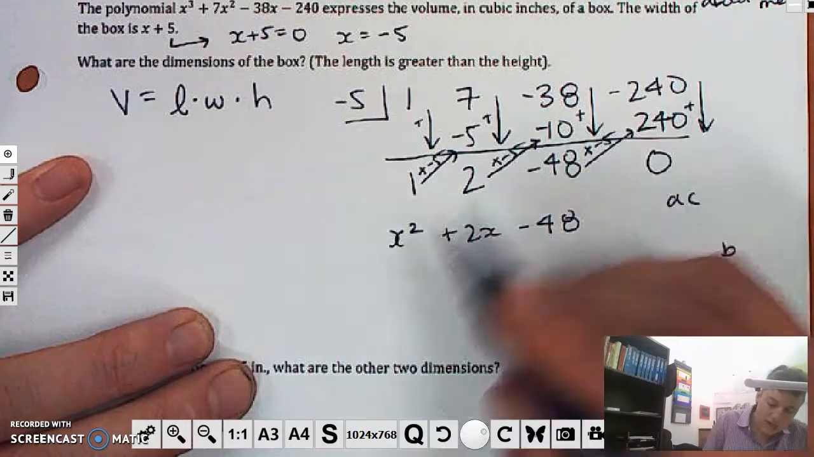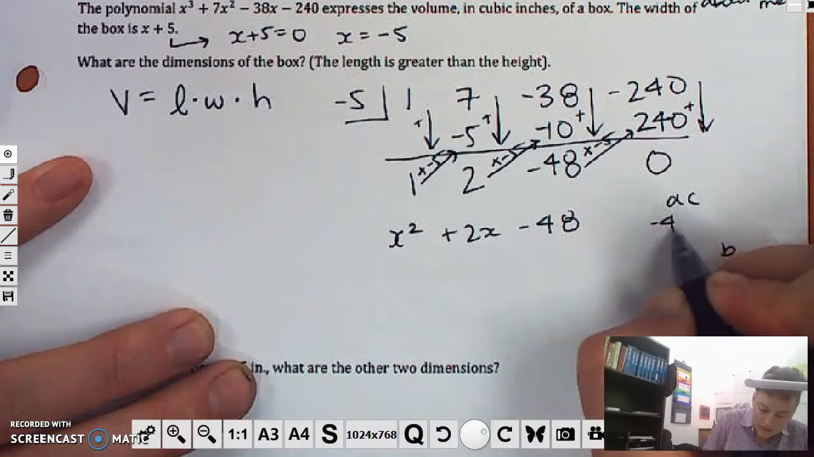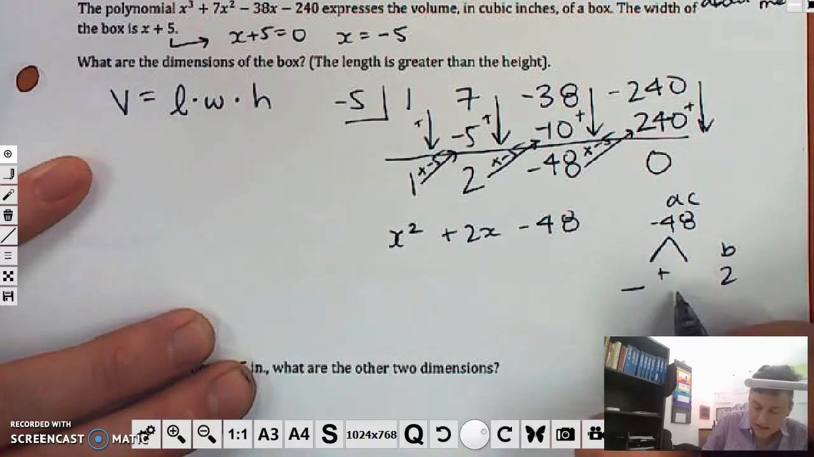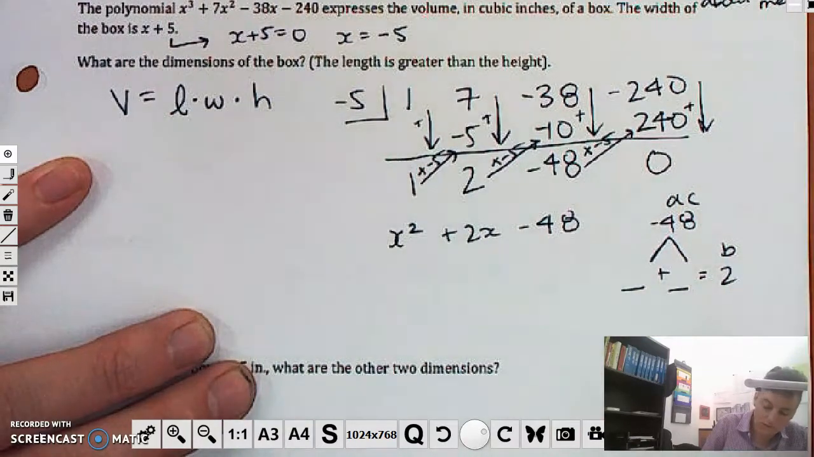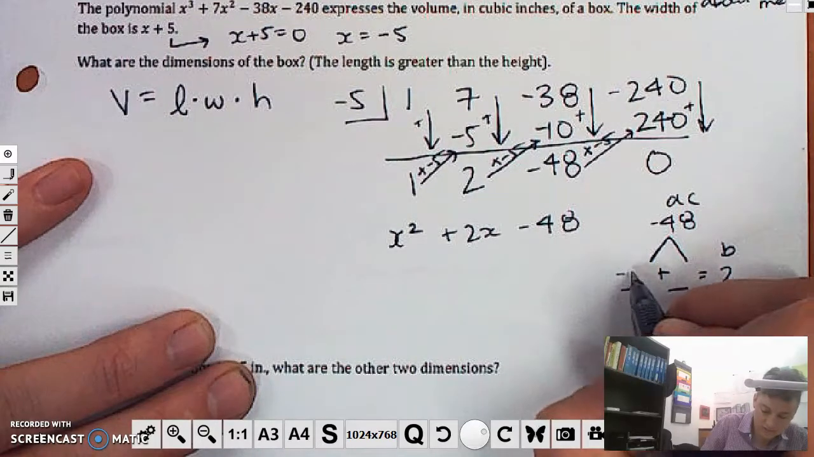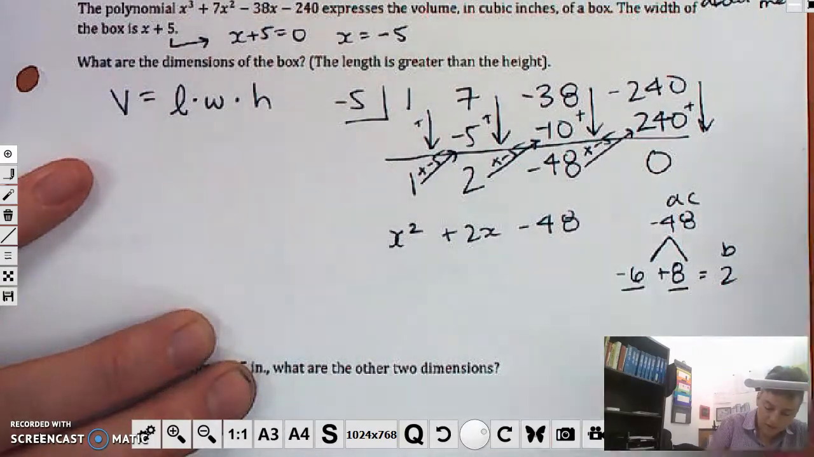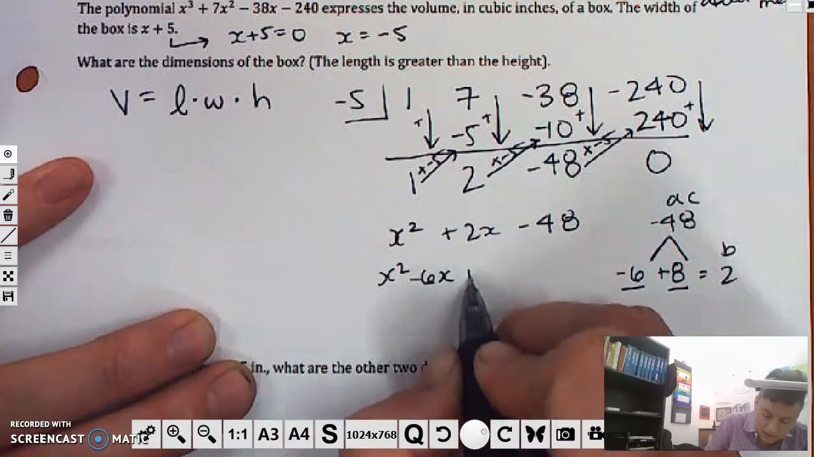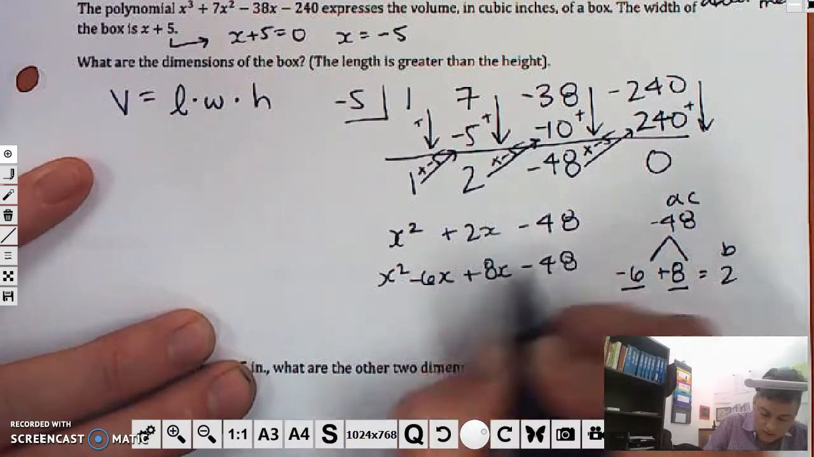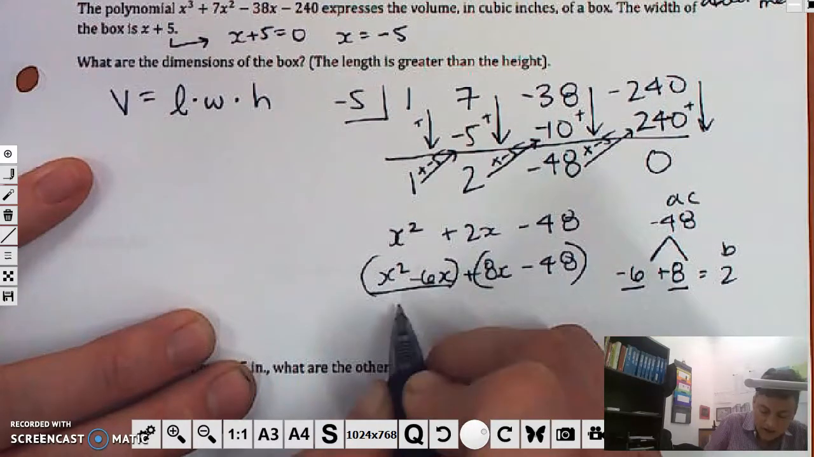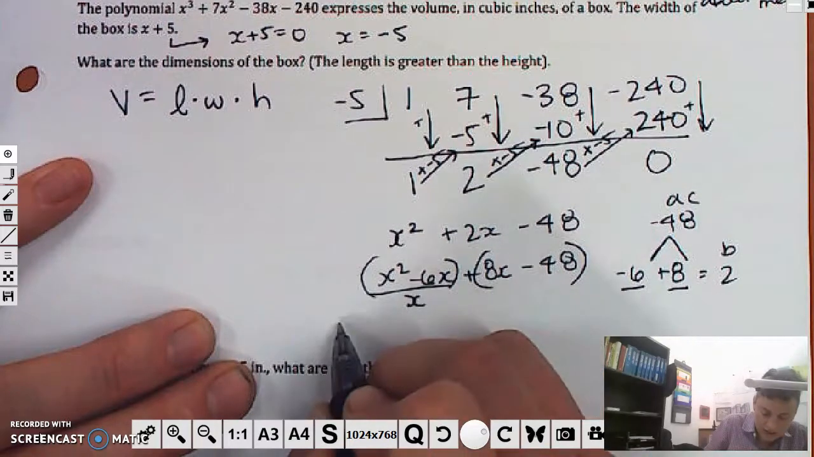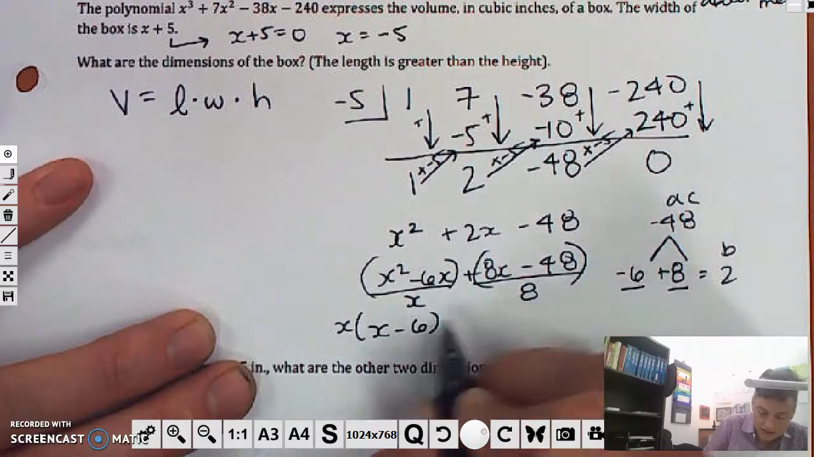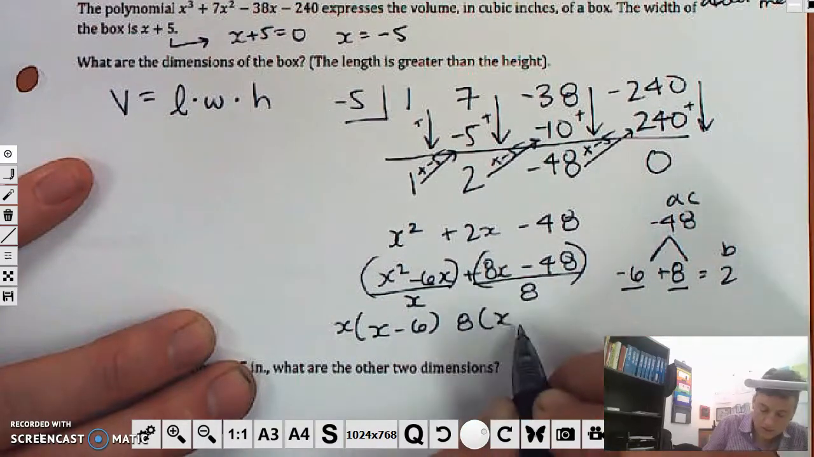A times C, 1 times negative 48 is negative 48. B is 2. What two numbers multiply to be negative 48 and add to be 2? Of course, it's negative 6 and 8. Do a little splitsies of the middlesies. X squared minus 6x plus 8x minus 48. Do our grouping. Find our GCF. That guy's an x, so we got x minus 6. This one is an 8. We got 8 times quantity x minus 6.